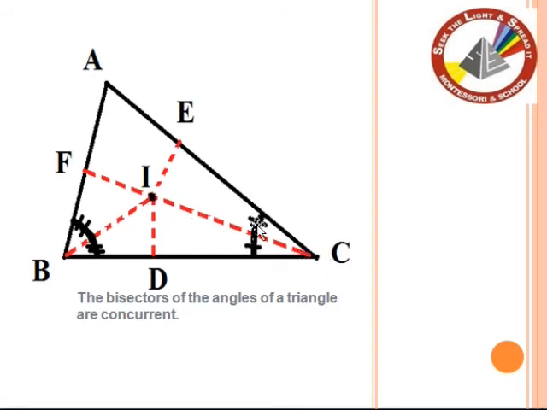Again, you can clearly see from the figure that this bisector is dividing the angle C into two equal angles. Both the bisectors of B and C are meeting each other at point I. Now I have drawn a perpendicular ID from point I to this side BC, a perpendicular IE from this point I to this side AC, and a perpendicular IF from this point I to this side AB.